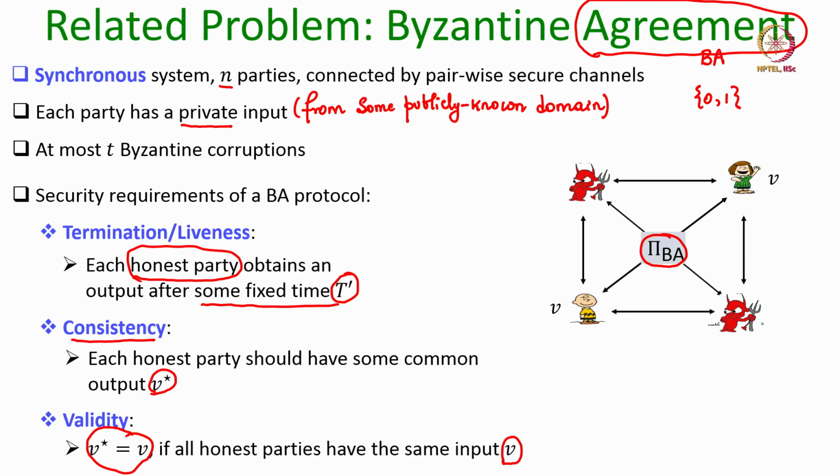If we do not put this validity requirement, the BA problem is very trivial to solve. Everyone just outputs a default value. If the domain is the set {0, 1}, then a one line BA protocol could be: everyone outputs 0, that is all, no interaction, and definitely everyone will terminate this protocol, consistency will be satisfied, but it will not satisfy the validity requirement, because if everyone by default outputs 0 and if all the honest parties had their input 1, then the validity condition is not satisfied. It is the validity condition which makes the problem very interesting.